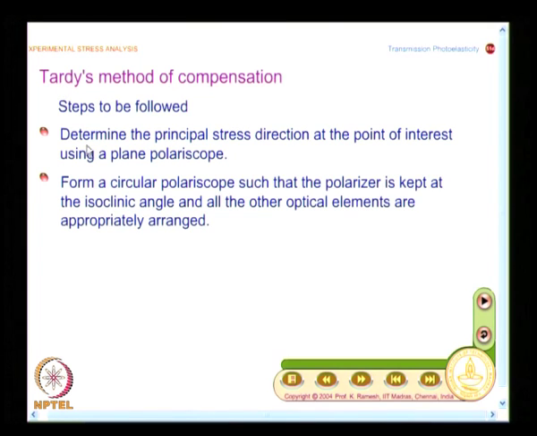As before, you have to find out the principal stress direction at the point of interest using a plane polariscope. Then what I need to do is form a circular polariscope such that the polarizer is kept at the isoclinic angle and all the other optical elements are appropriately arranged. See, this is a very important step.